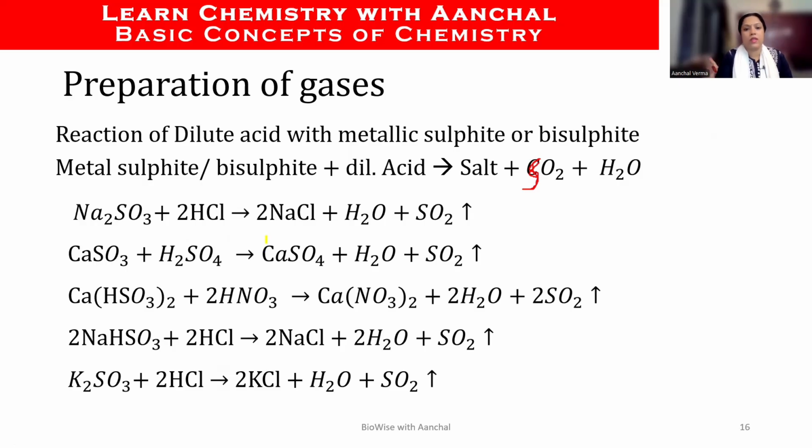Now here you can see the reactions. Sodium sulfite reacts with dilute HCl to give you NaCl, H2O and SO2. Here also, children, you can see H2SO3. Like there H2CO3 was formed, which dissociates into water and carbon dioxide, here also H2SO3 is formed, which decomposes into H2O and SO2.